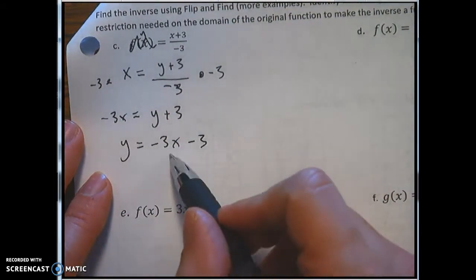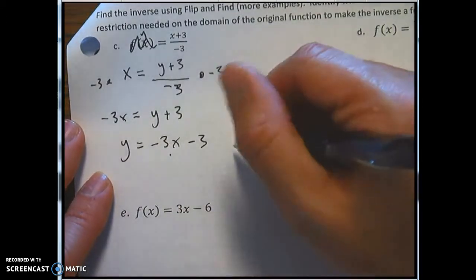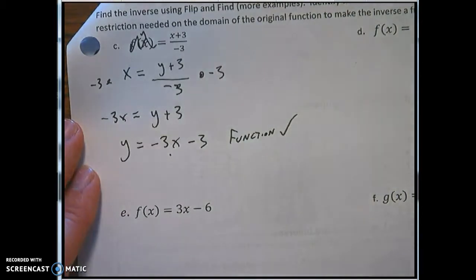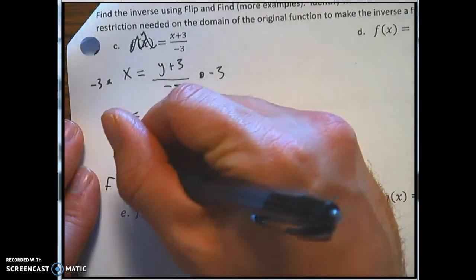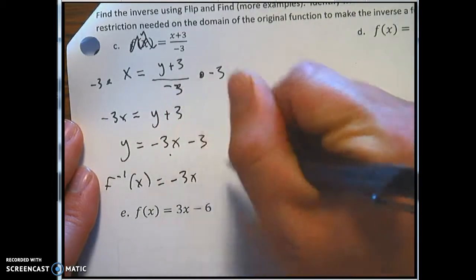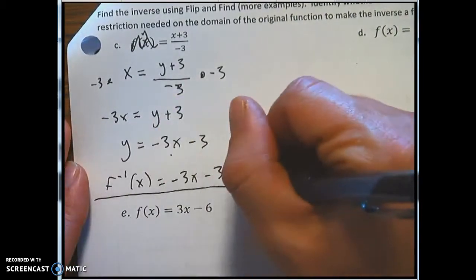Well, this again is linear, in slope-intercept form. So yeah, that's a function. And since it's a function, I'm going to write it in function notation. F inverse of x is negative 3x minus 3.